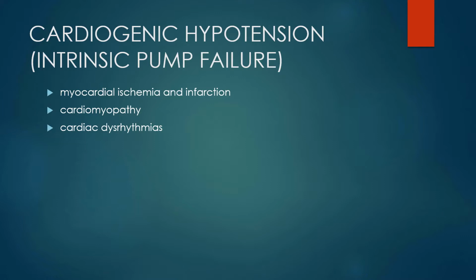If the cause of hypotension is cardiogenic, it is from myocardial ischemia and infarction, cardiomyopathy, and cardiac dysrhythmias. Your differential should depend on the surgical procedure, the intra-op course, and the patient's pre-op medical history. So this is when you've got to think about doing an echo, because that can answer so many of your questions.